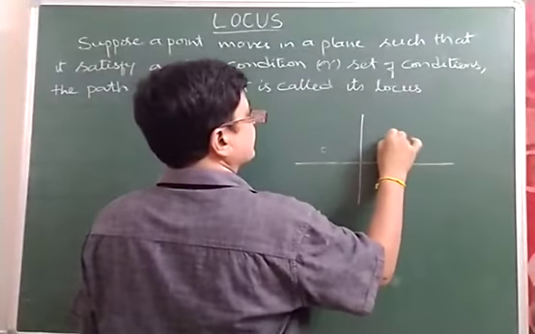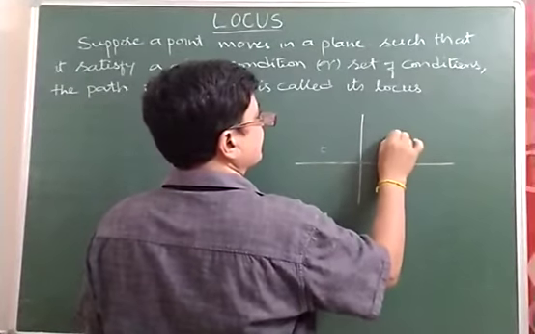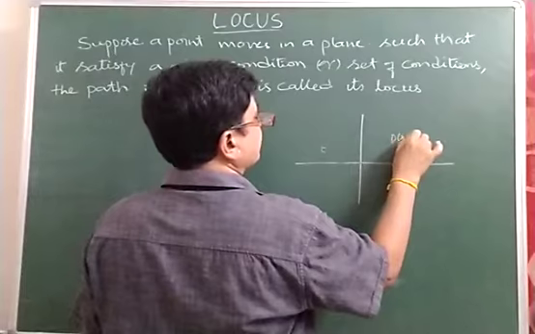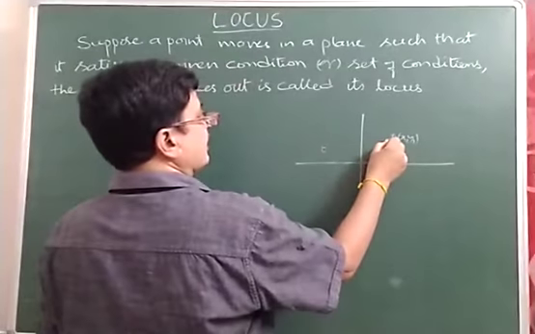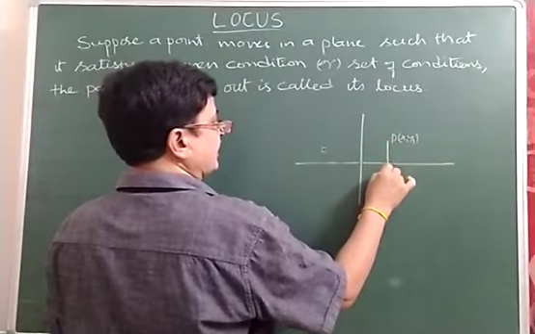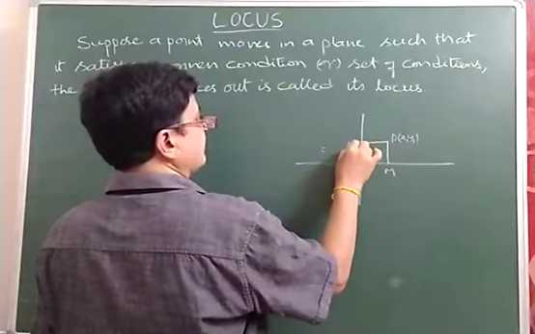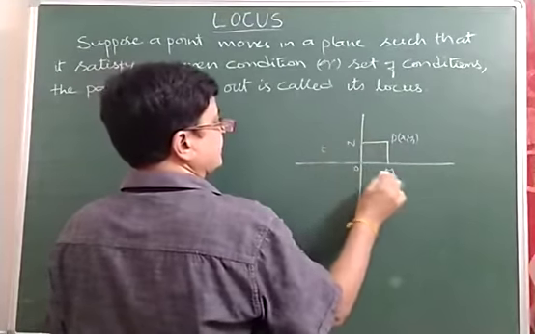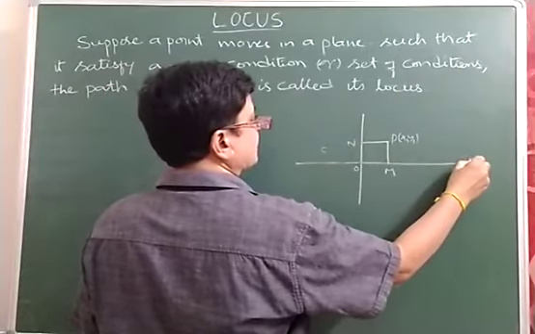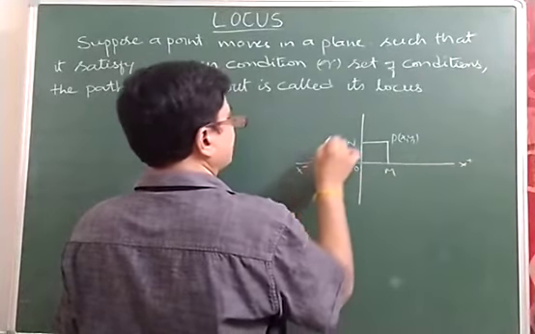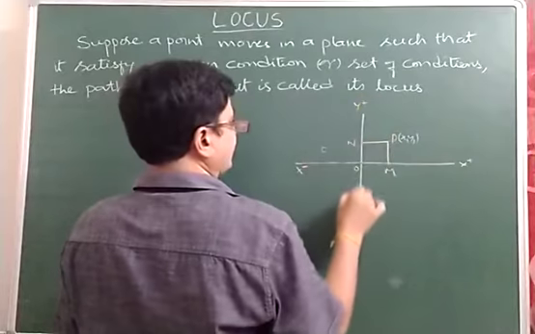For example, if you take the coordinate axes, the y-axis and the x-axis, P(x1, y1) is a point in the first quadrant. Draw PM perpendicular to the x-axis and draw PN perpendicular to the y-axis. This is the origin. This is x positive and x negative, y positive and y negative.